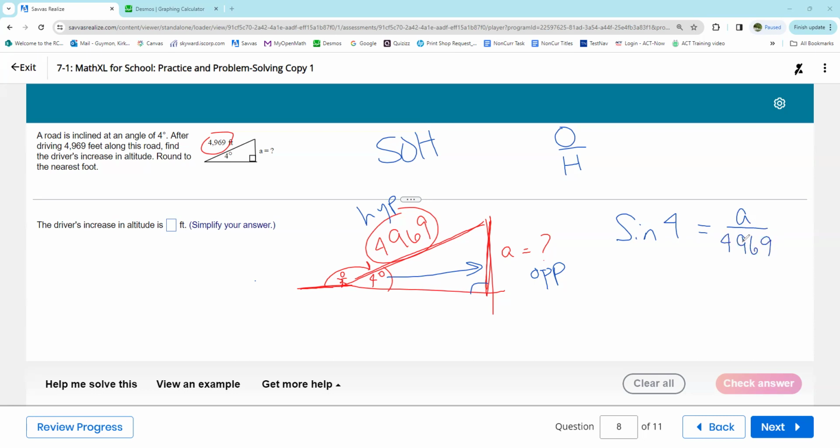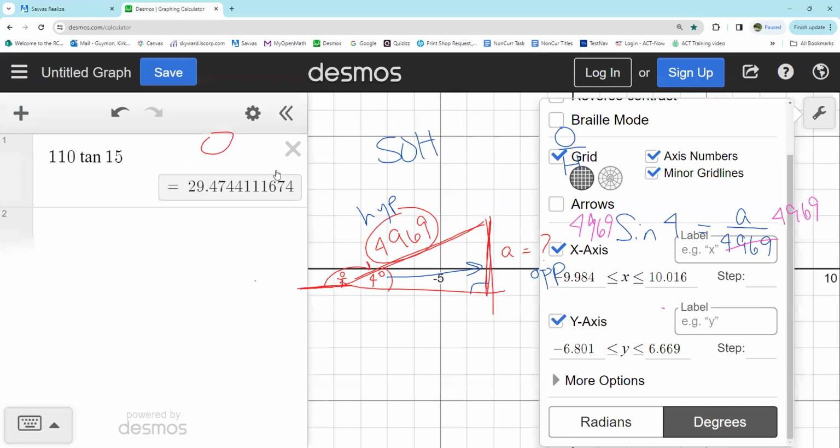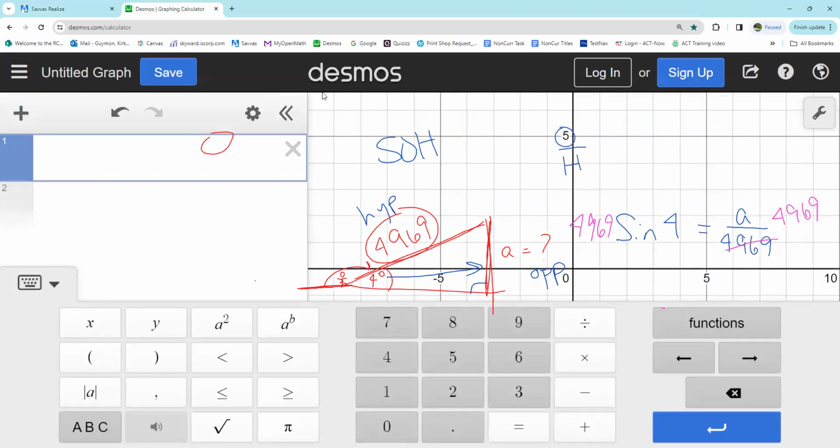And to solve that, we're just going to multiply both sides by that 4969 to get the A all by itself. So if we multiply by this to the other side, we take our 4969 times the sine of the 4 degrees, and that should give us our vertical change, or they called it the altitude in the hill. So let's put that into the calculator and see what we have. 4969 sine of 4.